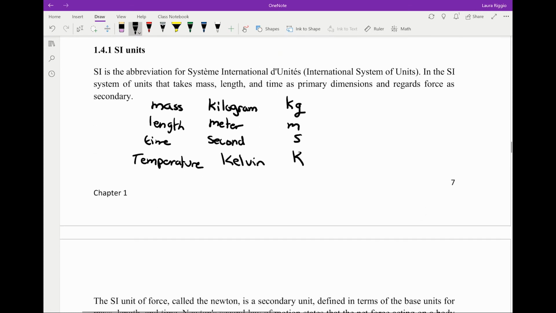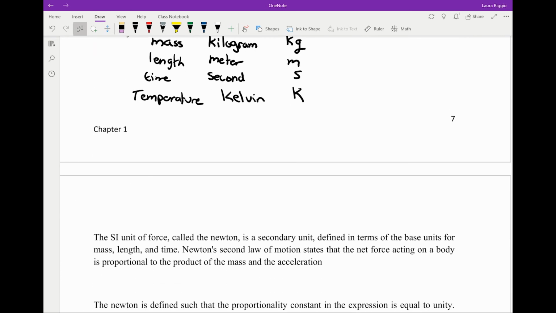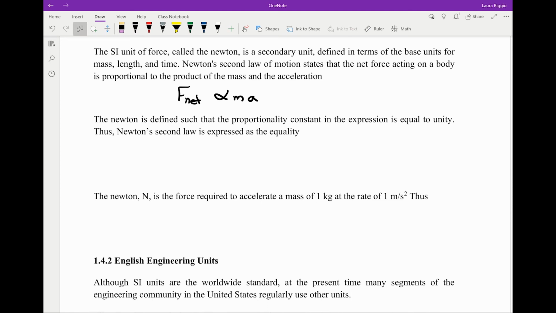In SI units, the unit of force is called the Newton. It's a secondary unit derived from the base units for mass, length, and time. It's based on Newton's second law of motion, which states that a force acting on a body is proportional to the product of its mass and acceleration. The Newton is defined such that the proportionality constant is 1. So that's where we get our famous F is equal to ma.